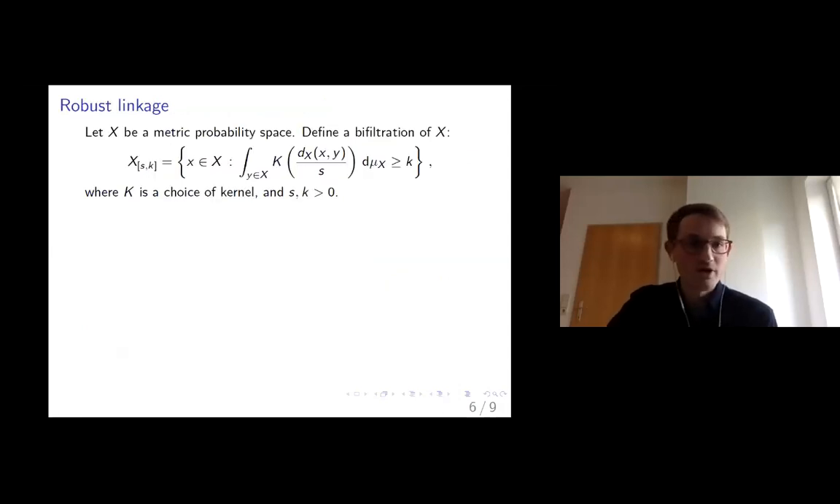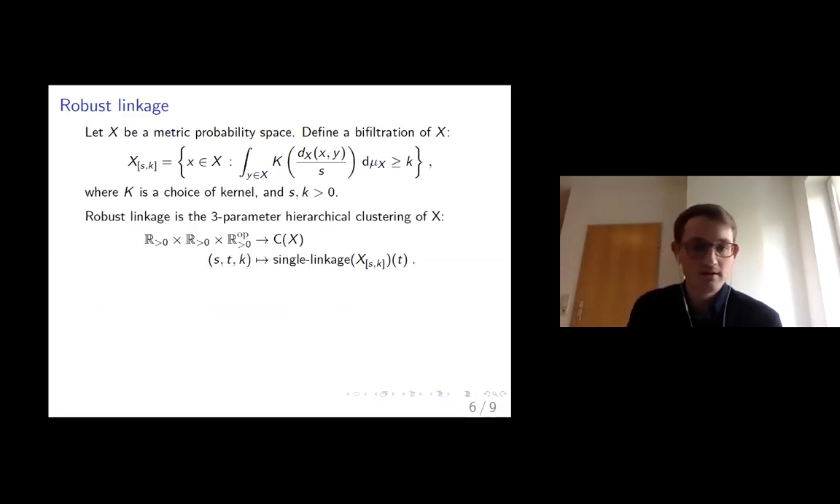Okay, so now I can define this construction, robust linkage. Let X be a metric probability space. I first define a bifiltration of X, where at the position (s, k), I take those points in X where this integral, which is sort of like a kernel density estimate using the kernel capital K and the bandwidth s, is greater than or equal to the density parameter lowercase k.